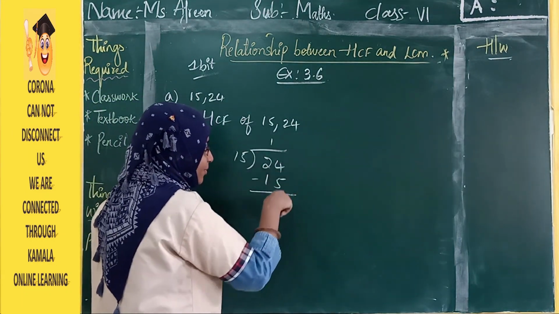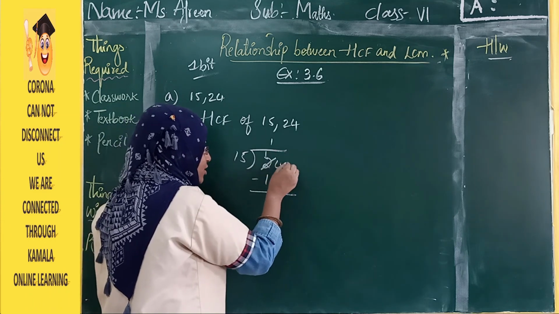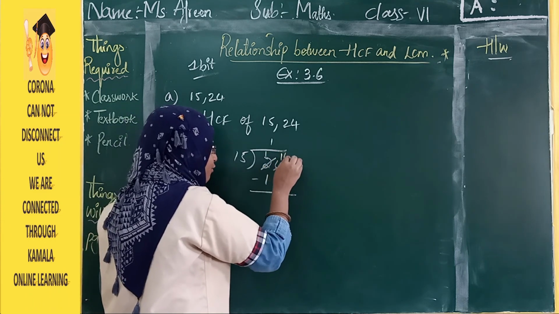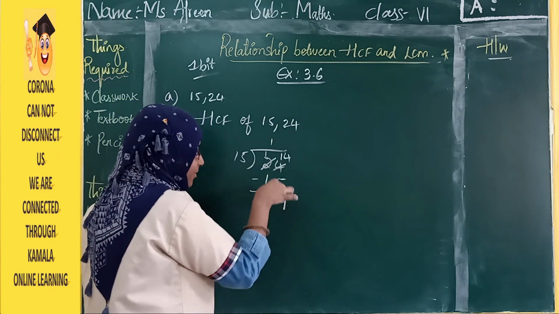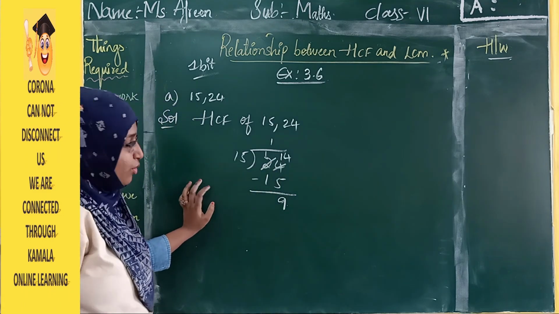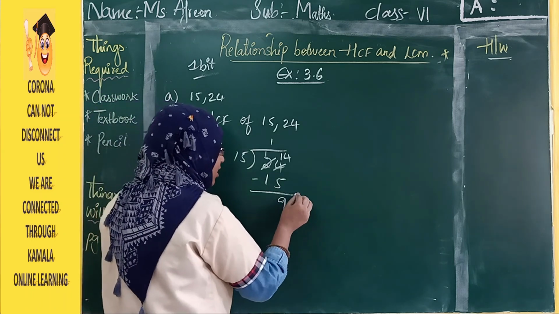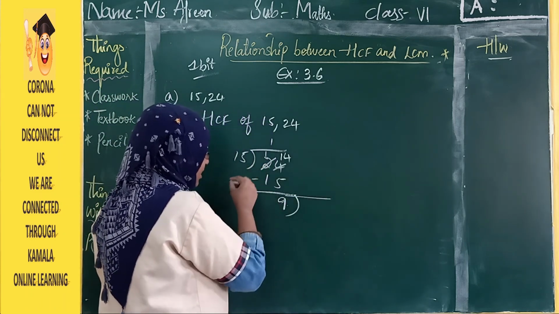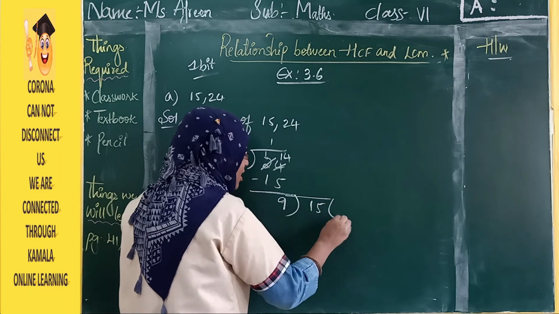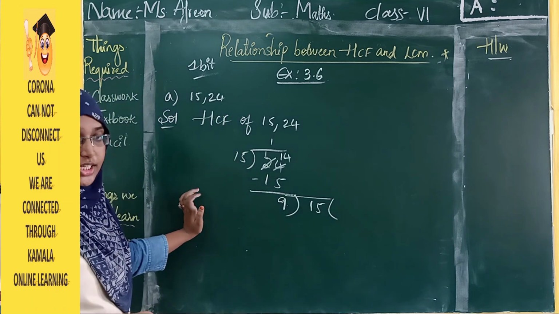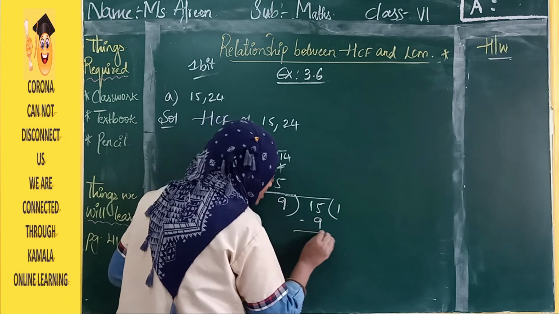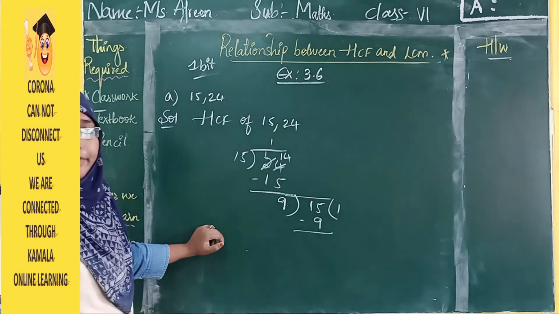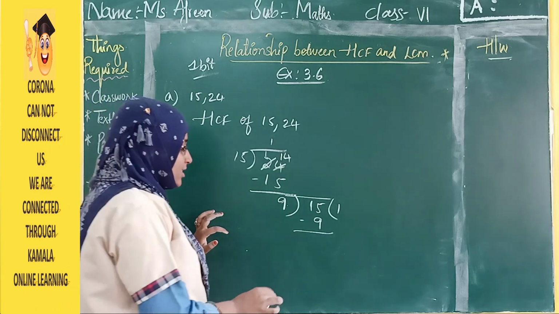We cannot subtract 5 from 4. So if you borrow, this is 1 and this will be 14. 14 minus 5 is 9. 1 minus 1 is 0. Okay. Now this remainder 9 becomes the divisor, and the divisor 15 becomes the dividend. 9 ones are 9, we'll take 9 ones are 9. 15 minus 9 is 6.